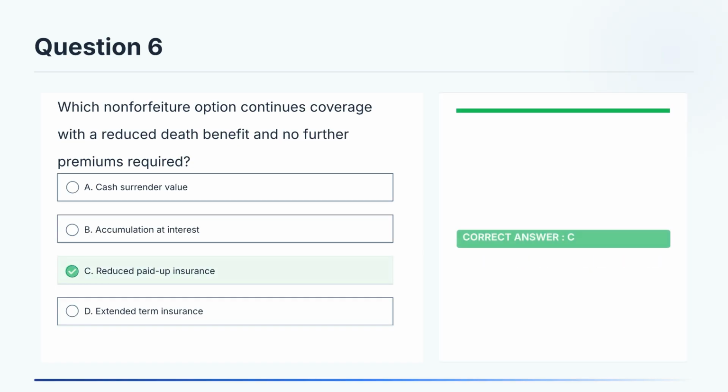The right answer is C. Reduced paid-up insurance. Great job so far.